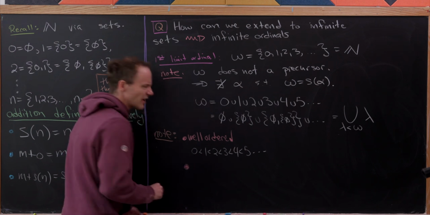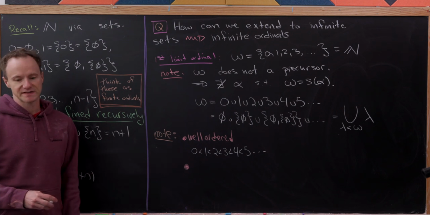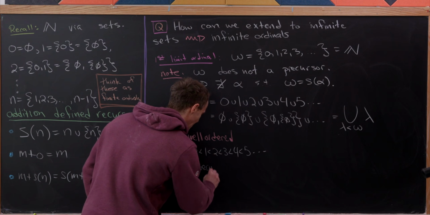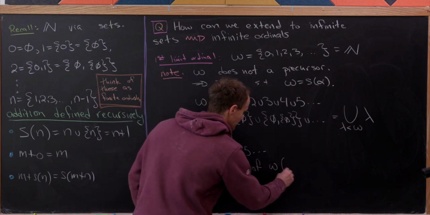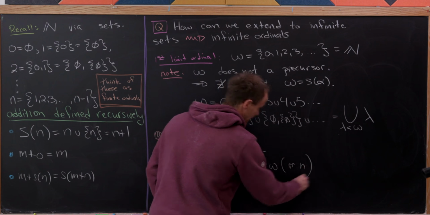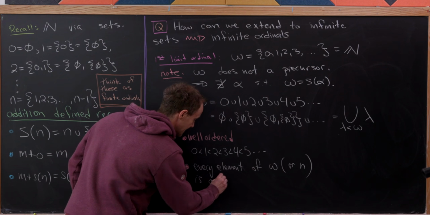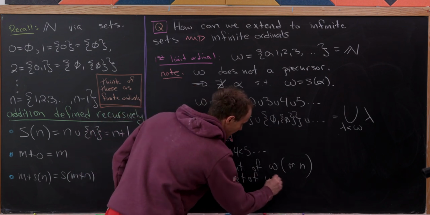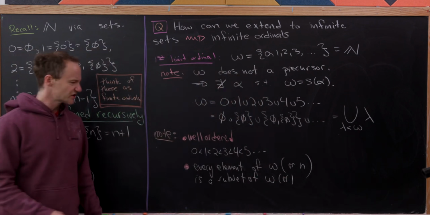Well, there's this other rule, which I'm not sure I have a name for, but it goes something like this. Every element of omega, or N, viewed as a natural number, is a subset of omega, or N, for instance. So let's just look at that.